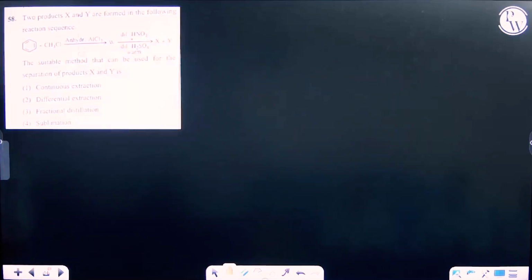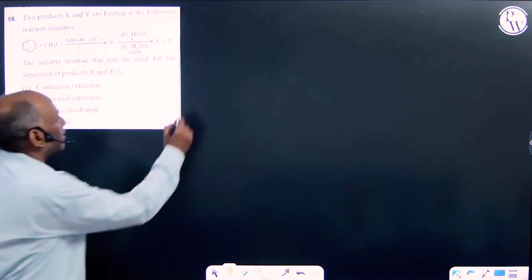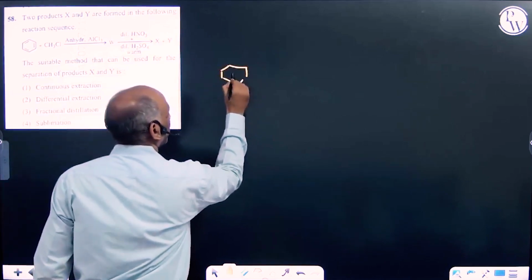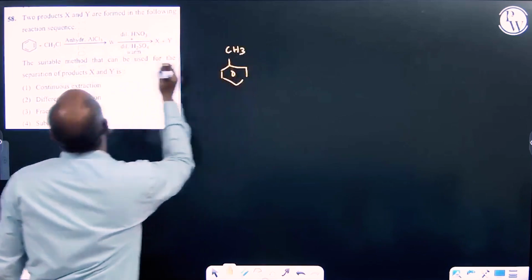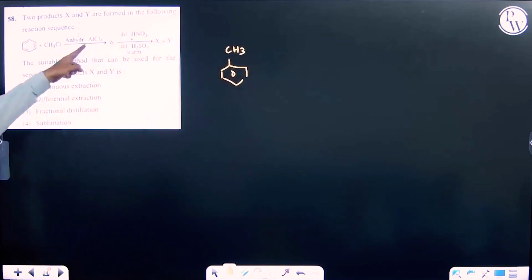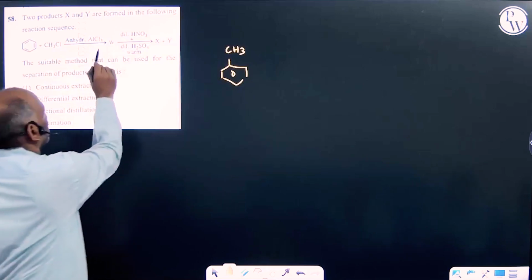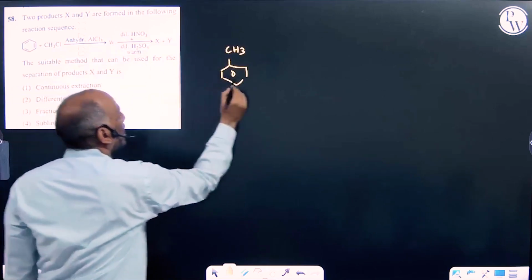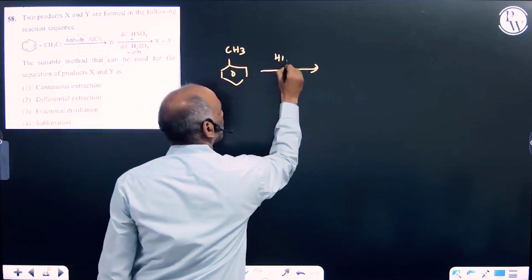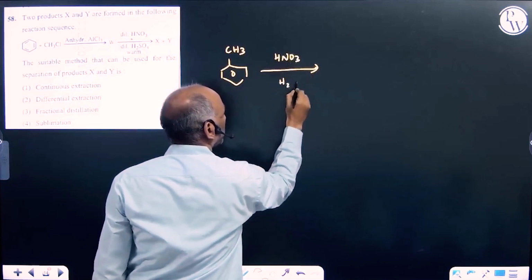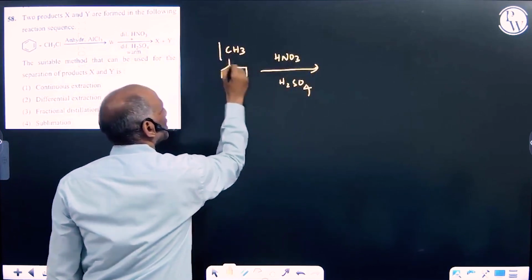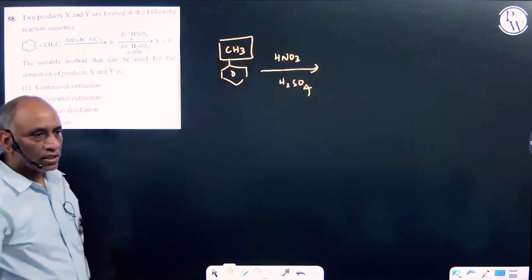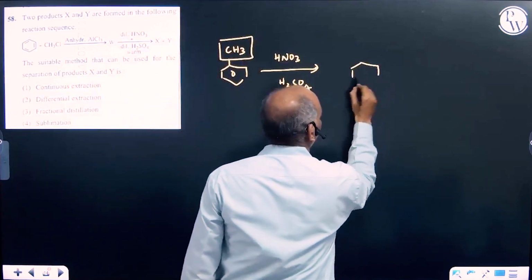Two products X and Y are formed in the following reaction sequence. Methyl chloride with anhydrous AlCl3 is an example of the Friedel-Crafts reaction. You will get methyl benzene as the product. So your first product W will be methyl benzene, toluene. Dilute HNO3 with H2SO4 is what you call the nitration mixture. And since this is an ortho-para director, there is a possibility of getting 2 products.